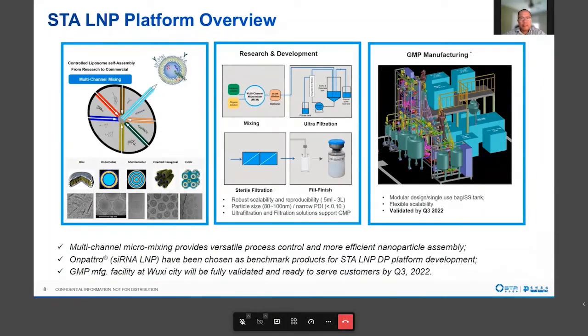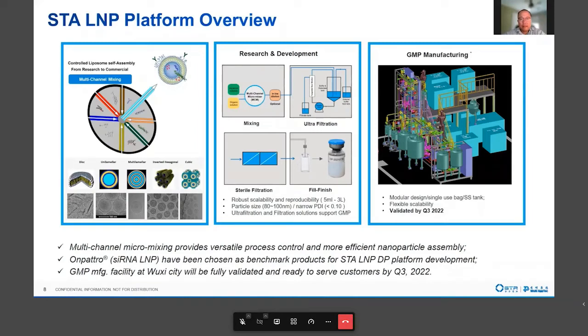First, based on the ethanol mixing method, we are using a multi-channel macro mixing device to produce LNP assembly with robust scalability and reproducibility. With process optimization and formulation development, it can provide lipid nanoparticles with various assembly structures. The whole process involves mixing, ultrafiltration, sterile filtration, and fill finish.